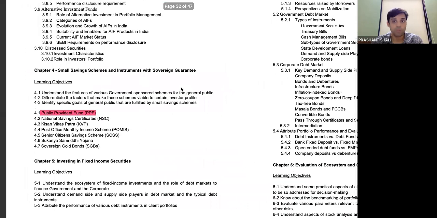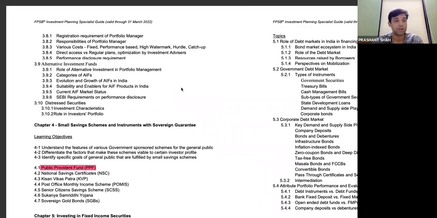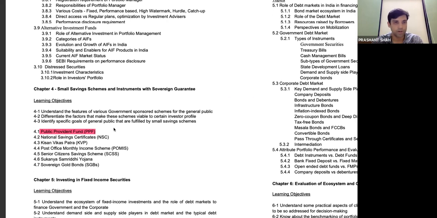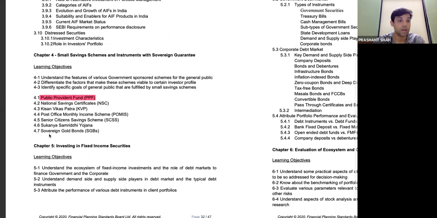Okay, now one more important topic that you should be studying is PPF. It has always been important. And then there are some more products which have been mentioned of India Post, like NSC, KVP, MIS, then Senior Citizen Savings Scheme, Sukanya Samriddhi, and SGB, right? And there is one more thing which I missed to highlight, that is SGB. That is also very important in the exam.